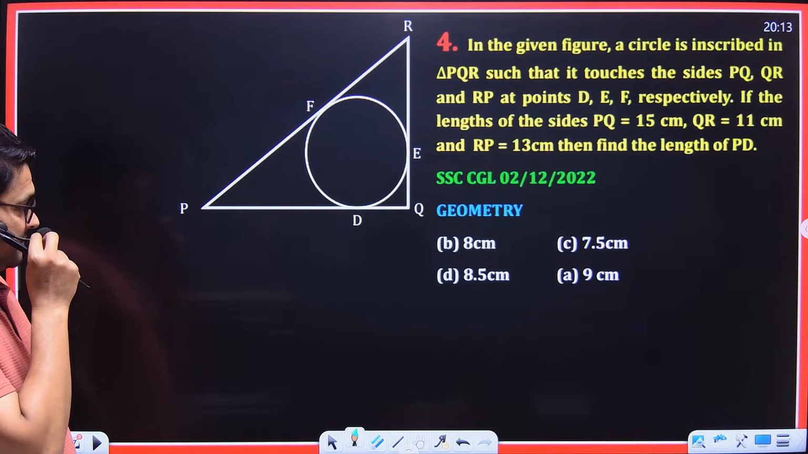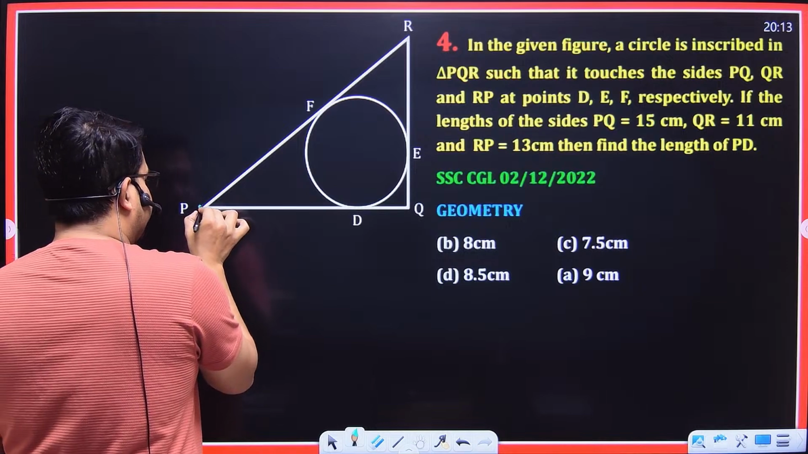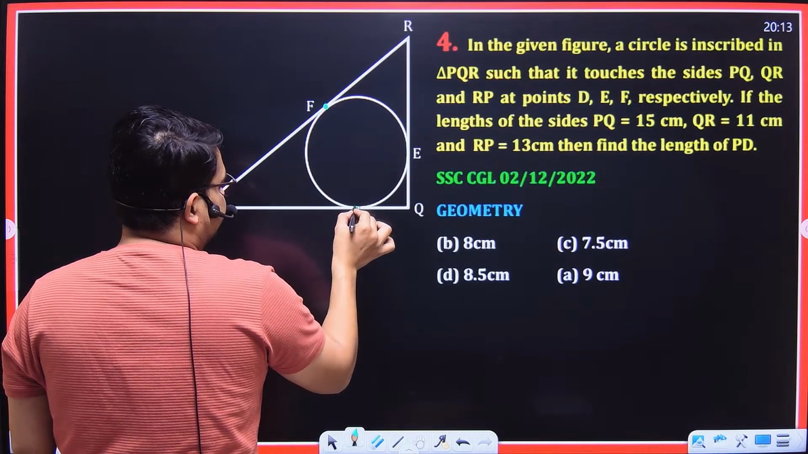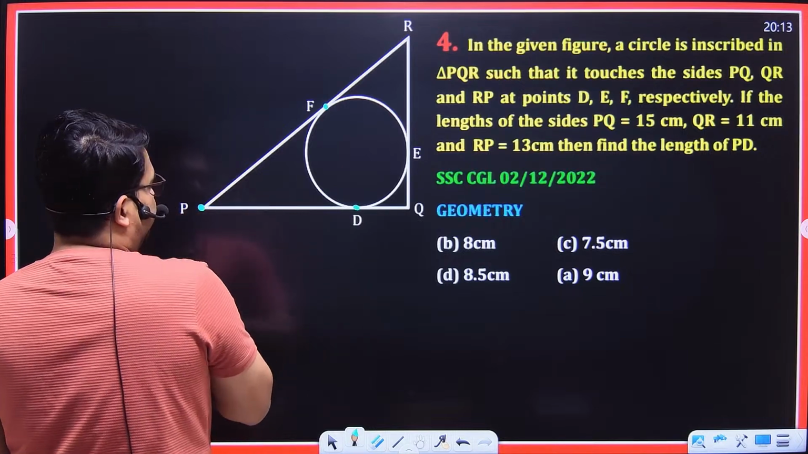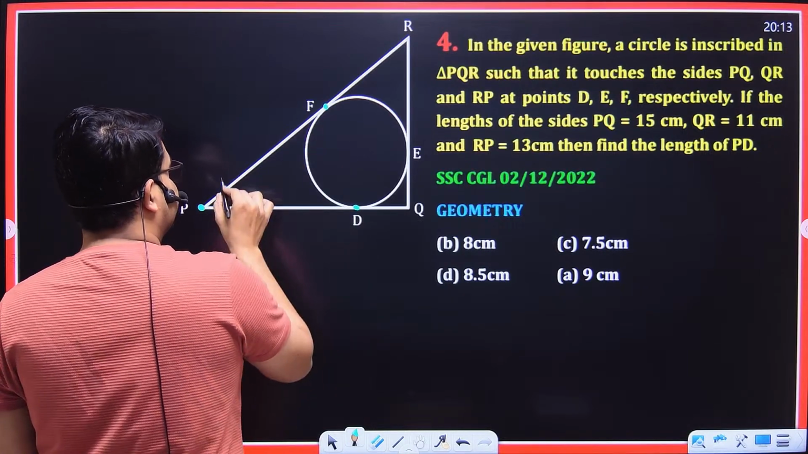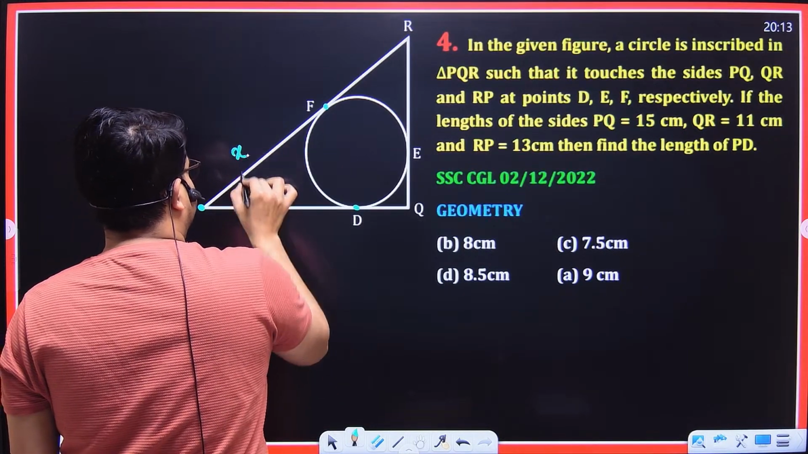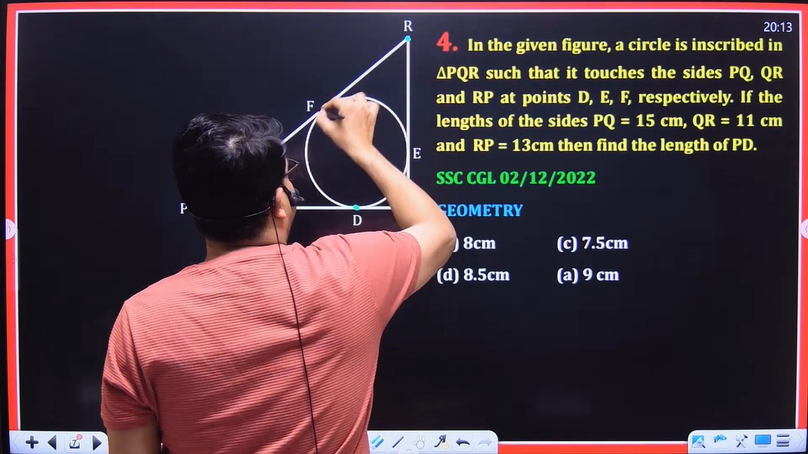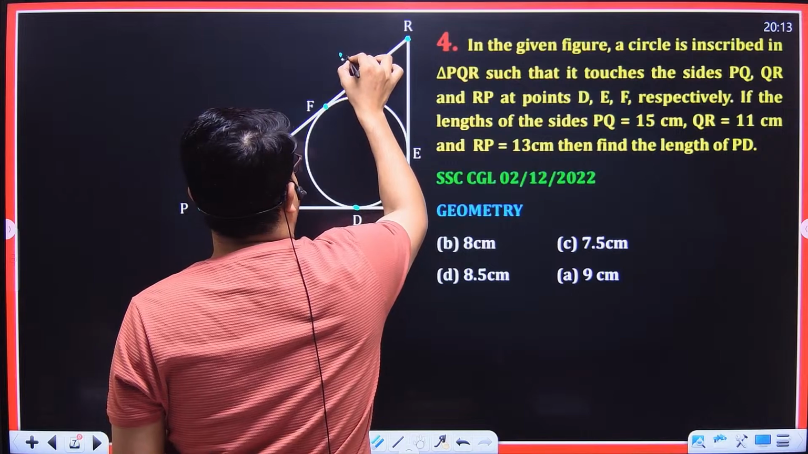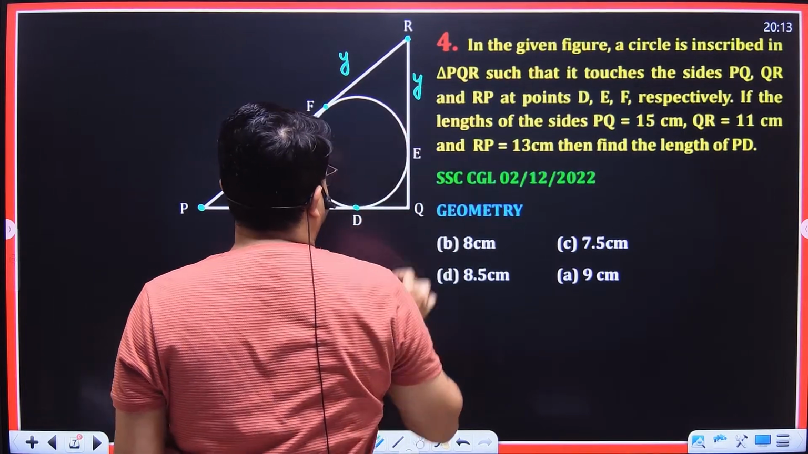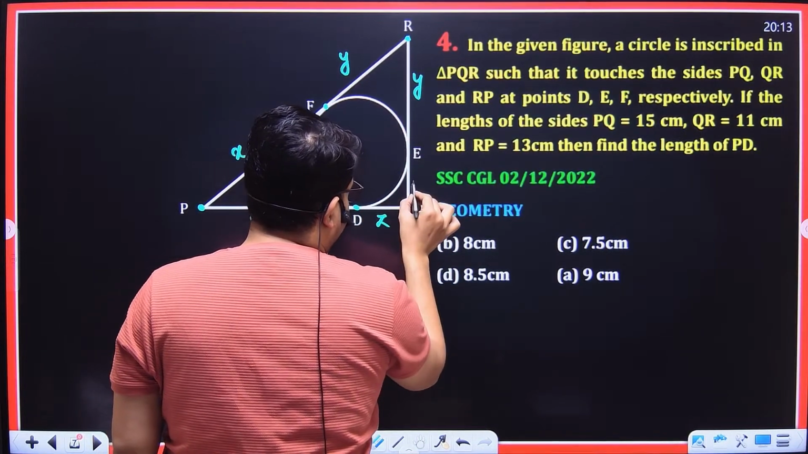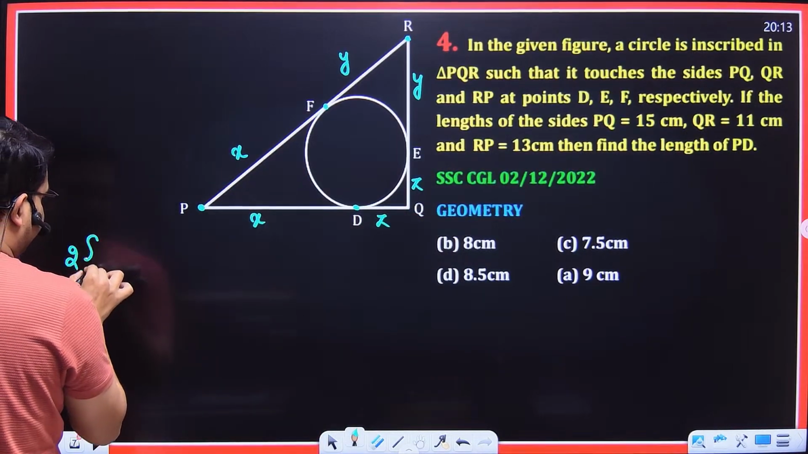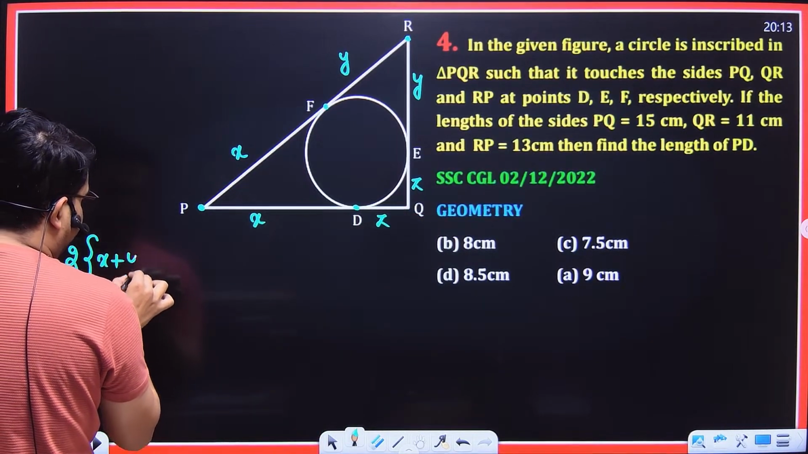What is the concept? From any external point, the tangents drawn to a circle are always equal. So if this one is point P, PF and PD are tangents. Suppose their length is x and x. From point R, RF and RE are two tangents. Suppose this one is y and this one is y. Then this one is z, this one is z. If I add them, I have twice of x plus twice of y and twice of z.